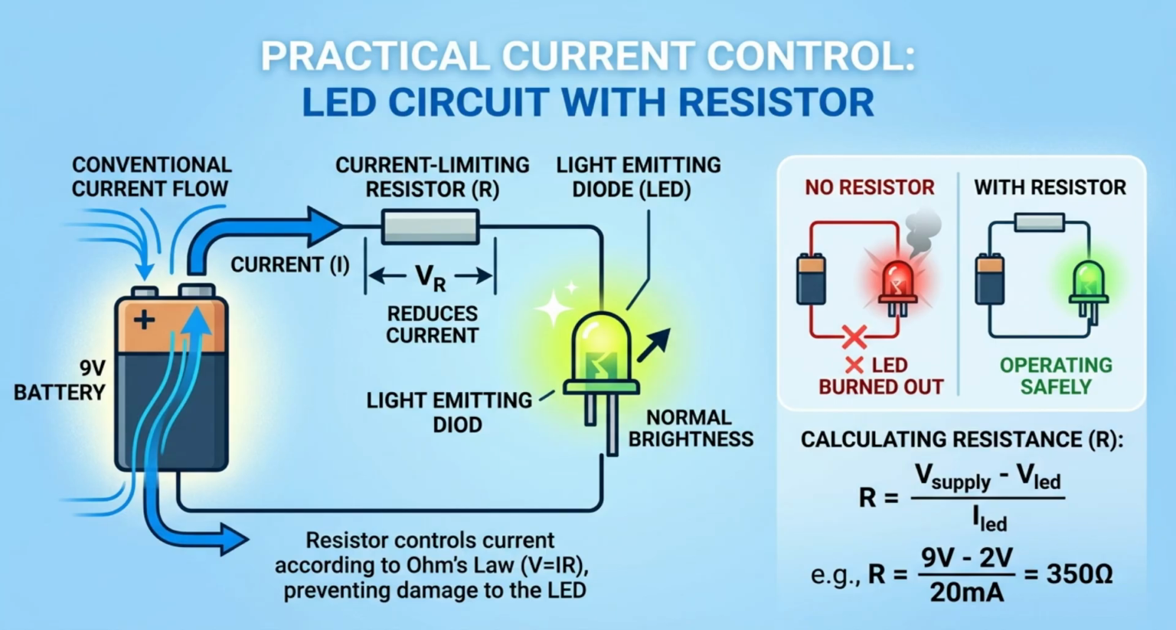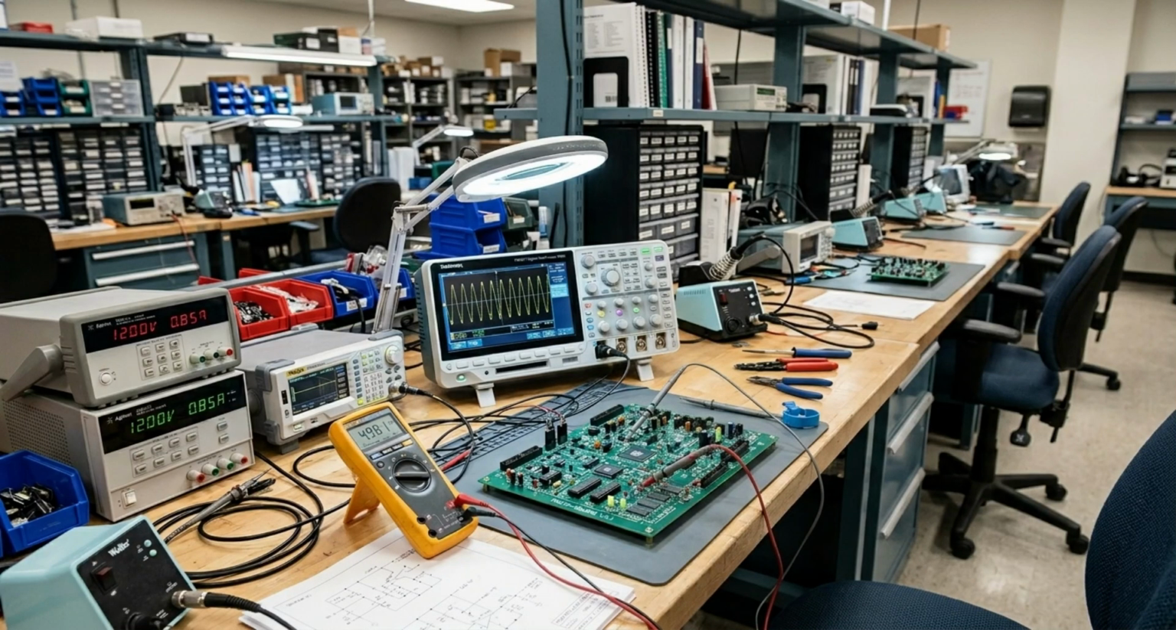Even highly advanced electronic systems containing microprocessors, communication modules, and RF circuits still rely on the principles described by Ohm's law. Although modern systems can be extremely complex, the relationship between voltage, current, and resistance remains one of the foundational tools used to understand circuit behavior.